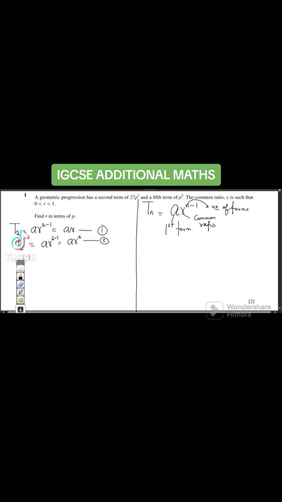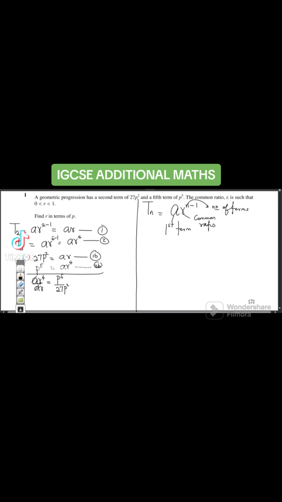That means for the second term, we have 27p squared, and that gives you AR. So you can make this 1b if you like. And for the fifth term, we have p raised to the power of 5, which will give you AR raised to the power of 4. You can make this 2b if you like. So we are going to solve this simultaneous equation. But because this is a geometric progression, we are going to be dividing instead of the normal subtraction. So that means we have AR raised to the power of 4 over AR equals p raised to the power of 5 over 27p squared.